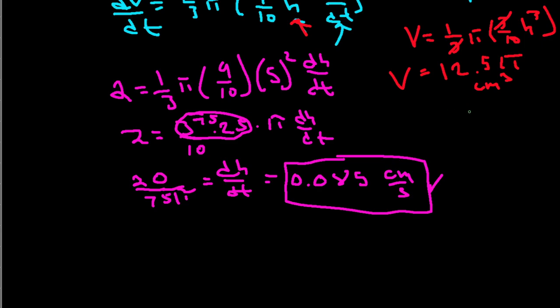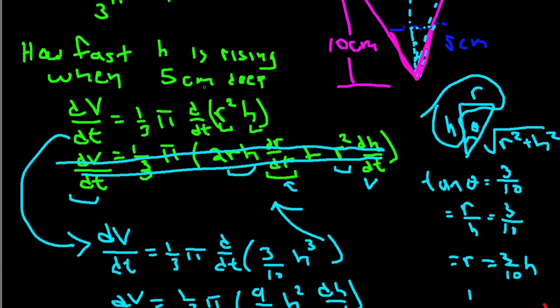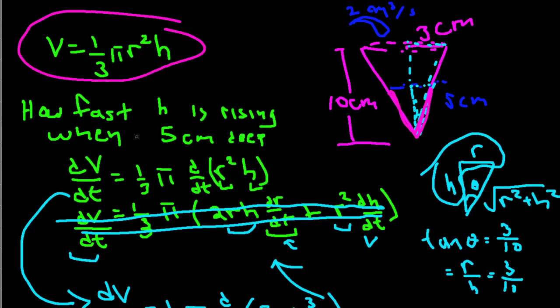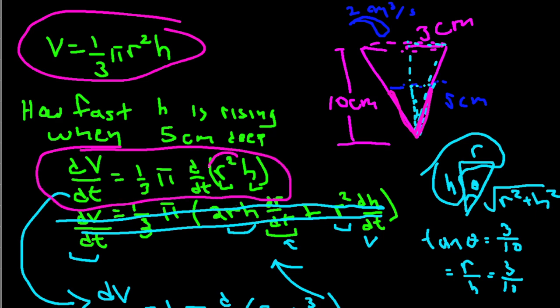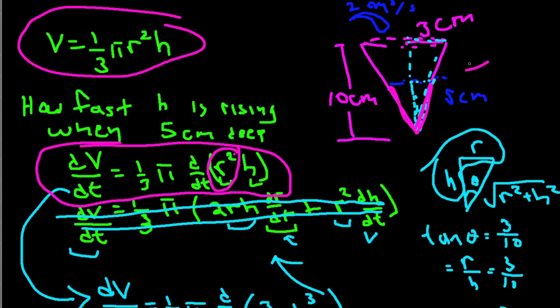Very confident with it. What we did was we went ahead and wrote the volume of the cone. We took the time derivative of both sides, but then we realized that we needed to actually change one of the variables as a function of the other. And we were able to do that using related triangles here.